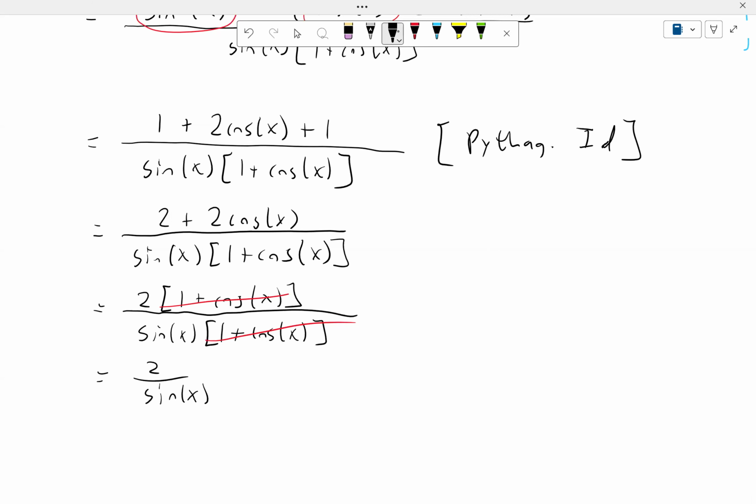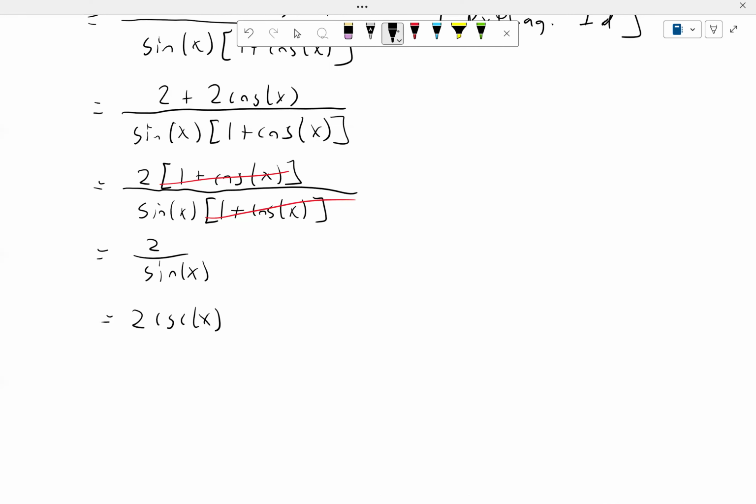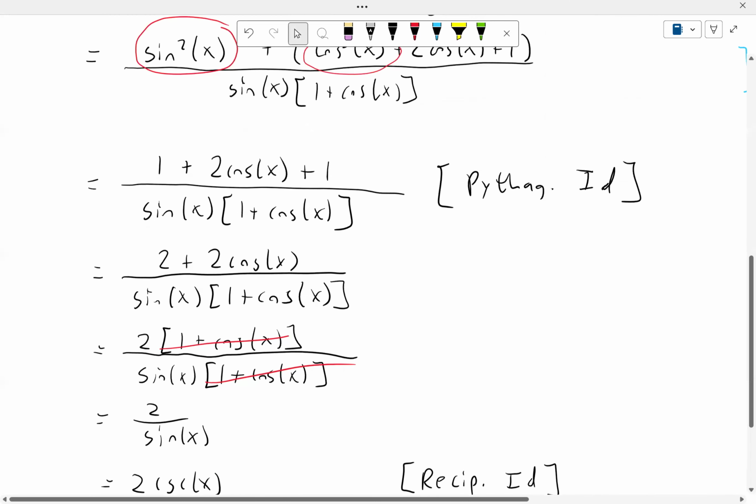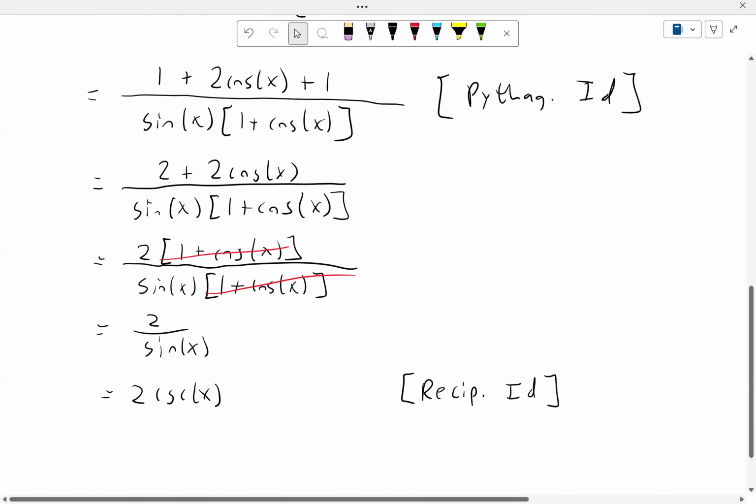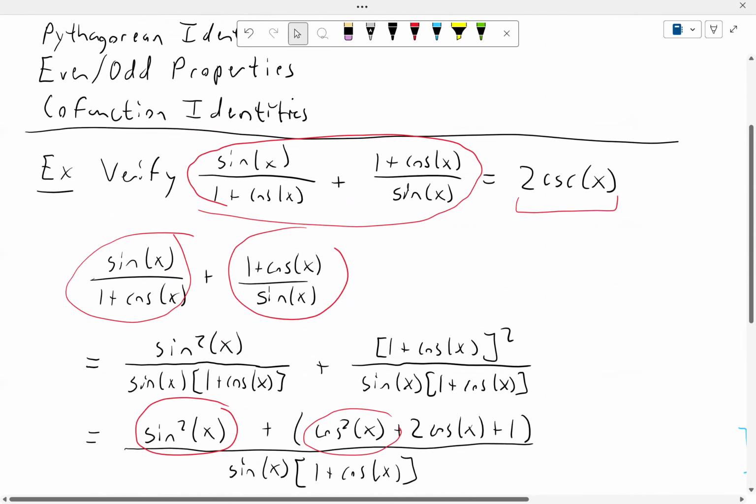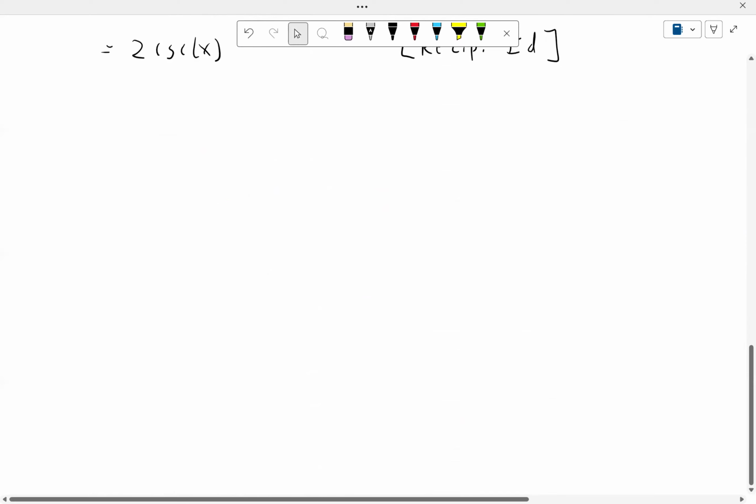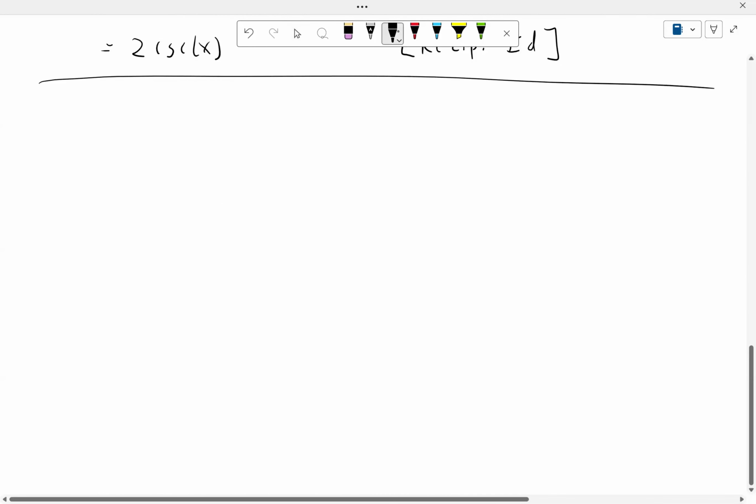Again, this is all algebra so far. But now, 1 over sine of x is the same thing as cosecant of x. So this would be the same thing as just 2 cosecant of x, where I've used my reciprocal identity. That 1 over sine of x is the same thing as cosecant of x. And so that's what I mean by, through a series of algebra steps and trigonometric identities, we were able to verify this identity, that the left-hand side is indeed equal to the right-hand side. Okay, so let's do another example of that.